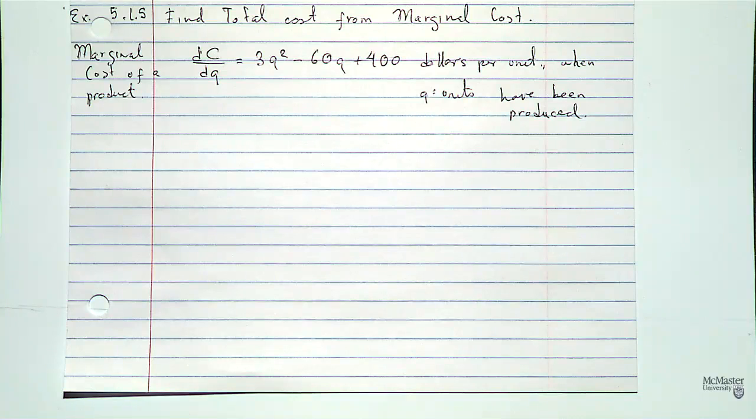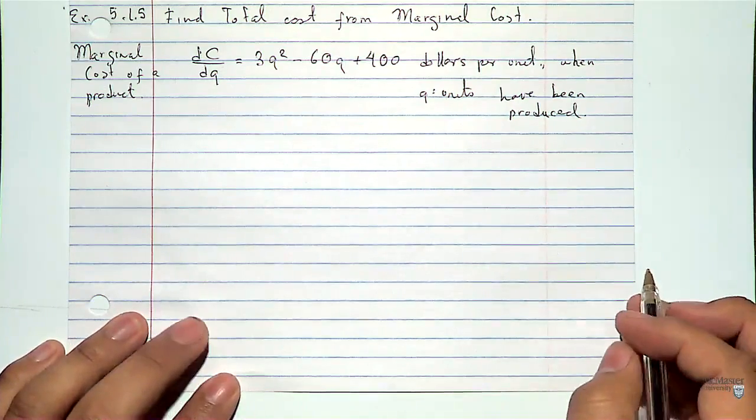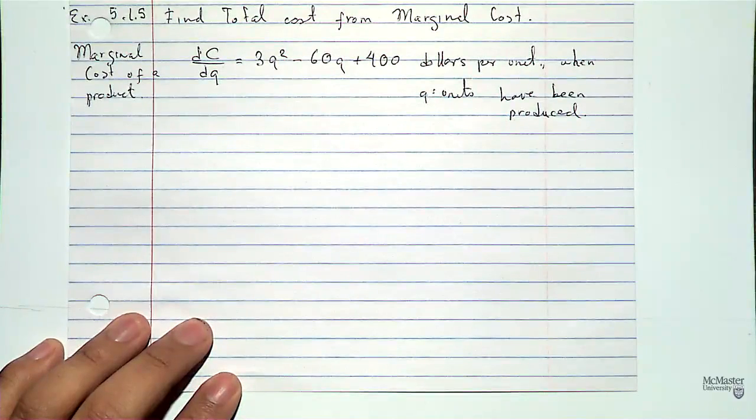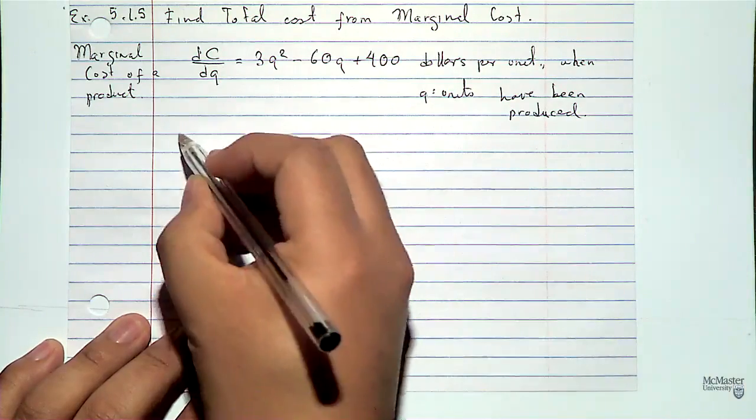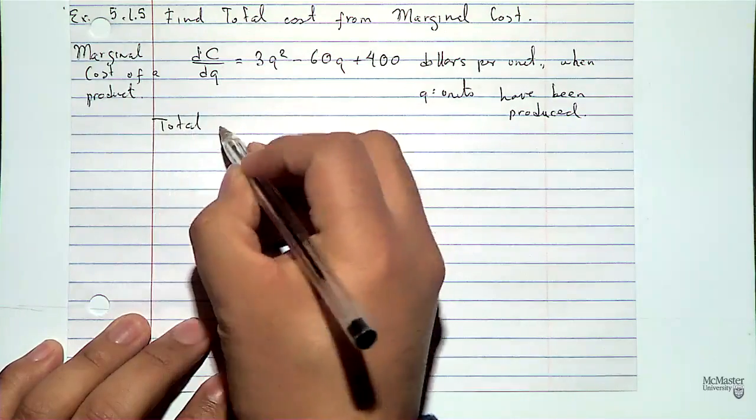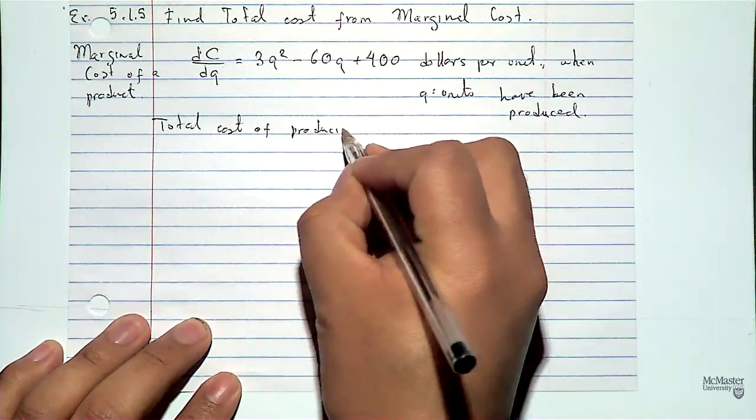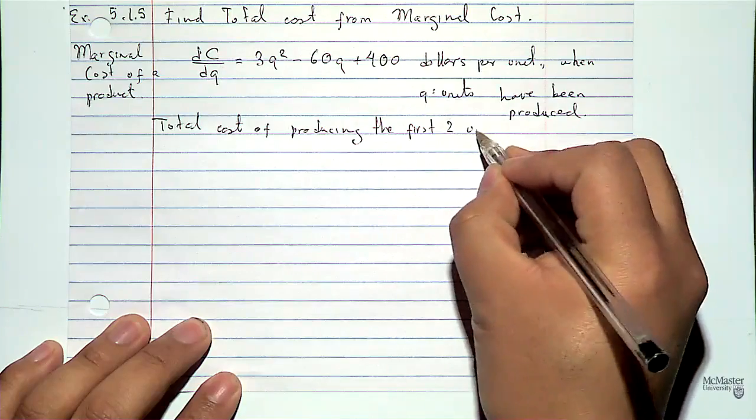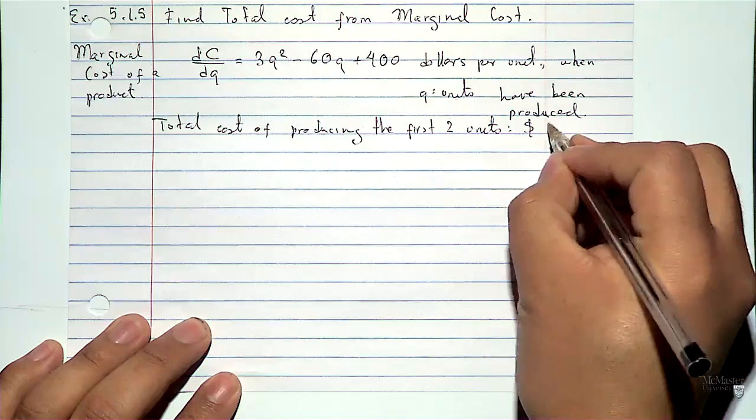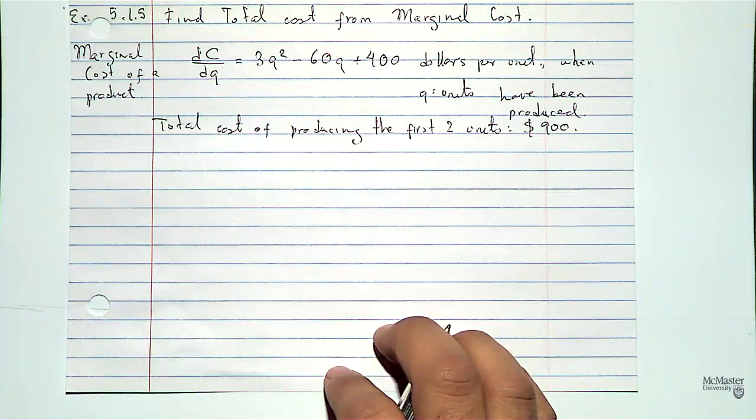So clearly the problem is asking me to find the cost function, which will be done by integration. Some of the questions that are asked is basically, well, we're also given a piece of information, which is passing through a point, kind of, but in this context is, we know that the total cost of producing the first 2 units is $900.